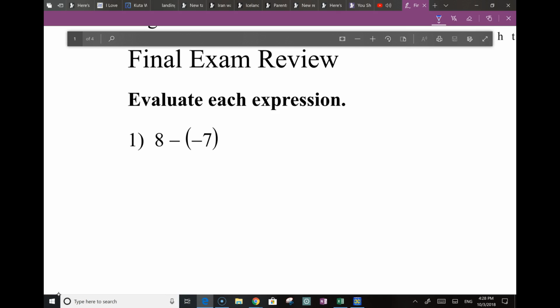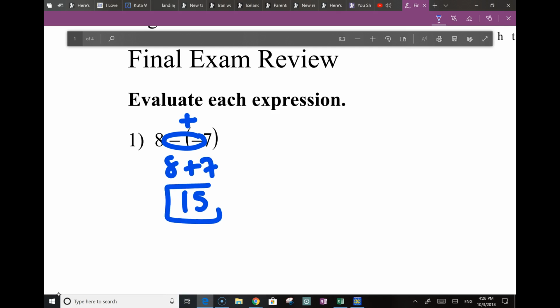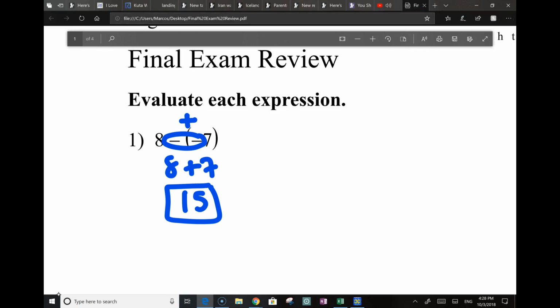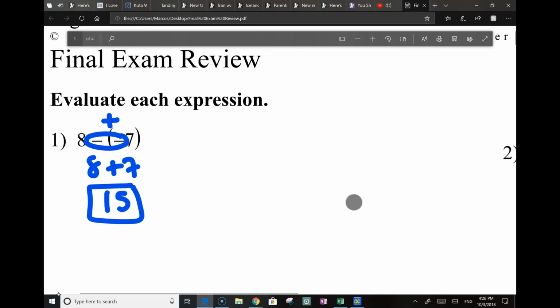So in this expression here, the first thing you want to do is take these two and make them into a plus, because you have the opposite of a negative, which is a positive. And then you get 8 plus 7, which is 15, and that would be the answer to that. You want to be careful not to confuse this with multiplication. It would not be 8 times positive 7. It would be 8 plus 7. Okay, moving on, number 2.